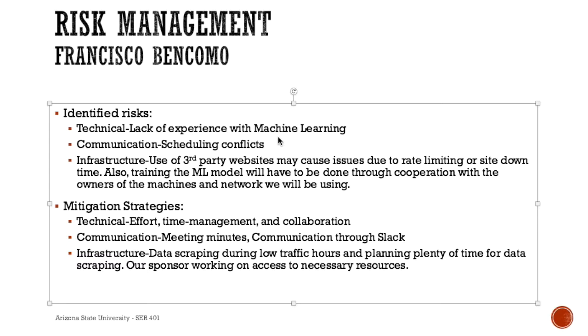For communication, the risk we identified is going to be scheduling conflicts. And the mitigation strategy that we had for that is going to be record meeting minutes for those that may have missed the meeting, and then also thorough communication through Slack.